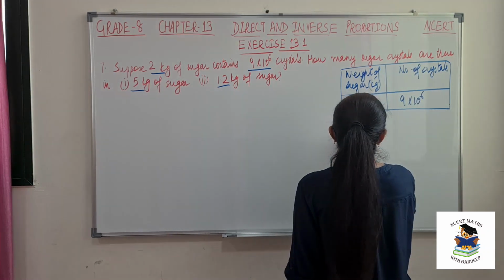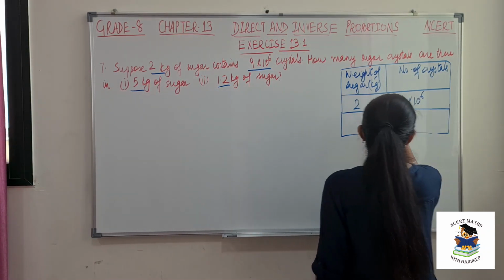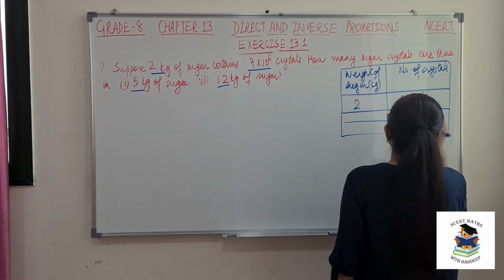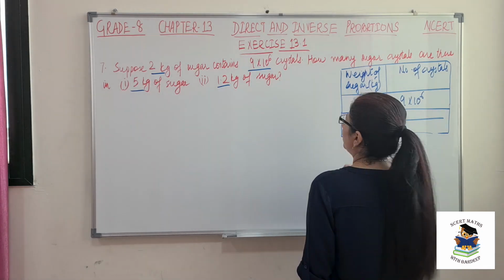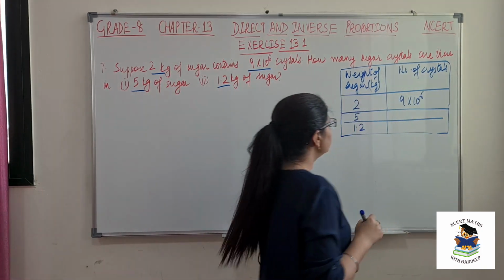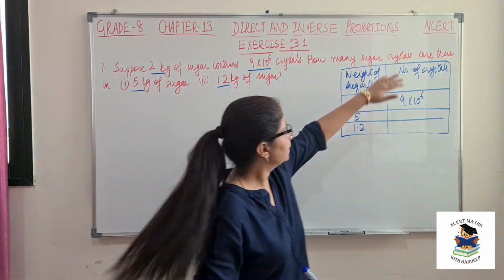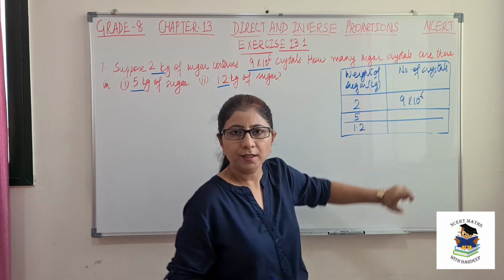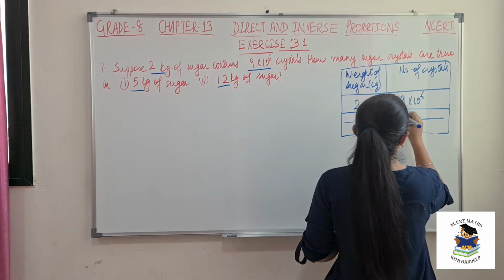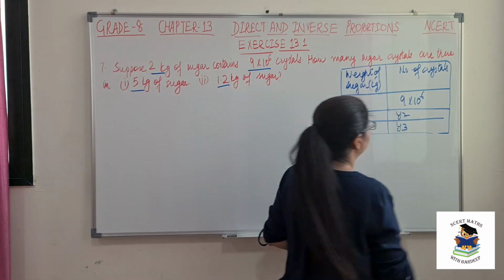And we have to find for two different values, that is, one is for 5 kg and second is 1.2 kg. Since this quantity will be x and this is y, so this will be y1, now y2 and y3. So let it be y2 and y3.